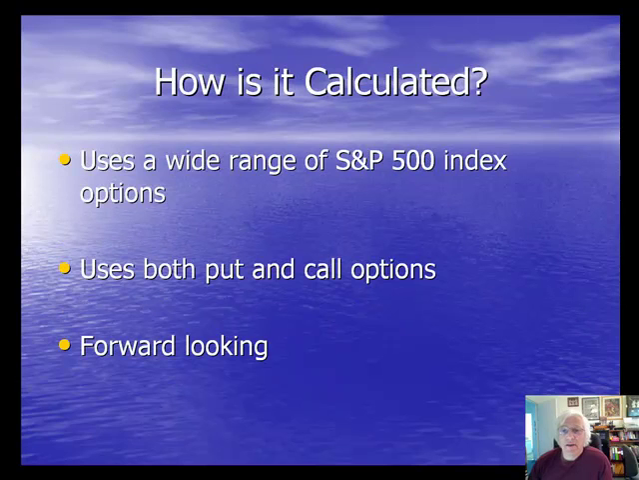So how exactly is the VIX calculated? Well, it uses a wide range of the S&P 500 index options. So this is a very good broad look at the general market because it tracks the S&P 500. It uses both put and call options. And because it's looking at the implied volatility or the expected volatility, it's actually forward-looking.